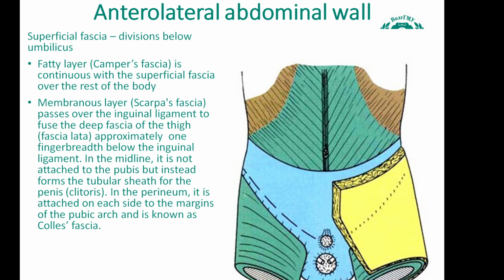In the middle, it is not attached to the pubis, but instead forms the tubular sheath for the penis or clitoris. In the perineum, it is attached on each side to the margins of the pubic arch and is known as Colles' fascia.